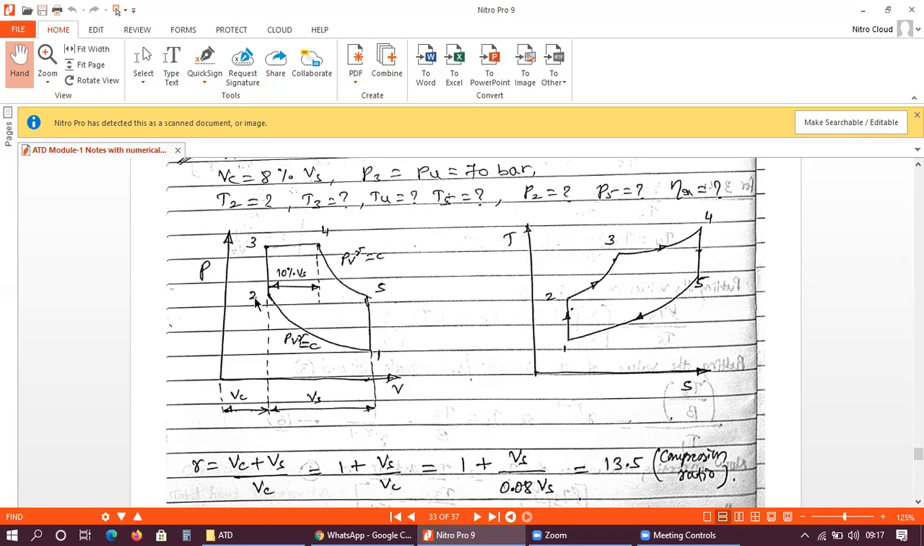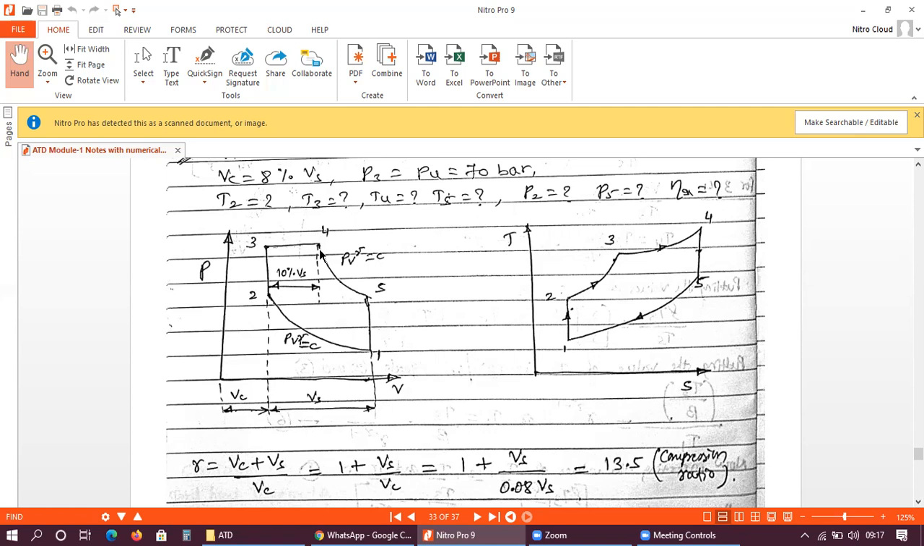Heat is added during the constant volume process, and at the same time during the process 3 to 4, that is at constant pressure, the heat is also added. So heat is added in two sections, two parts: during constant volume, and during constant pressure.